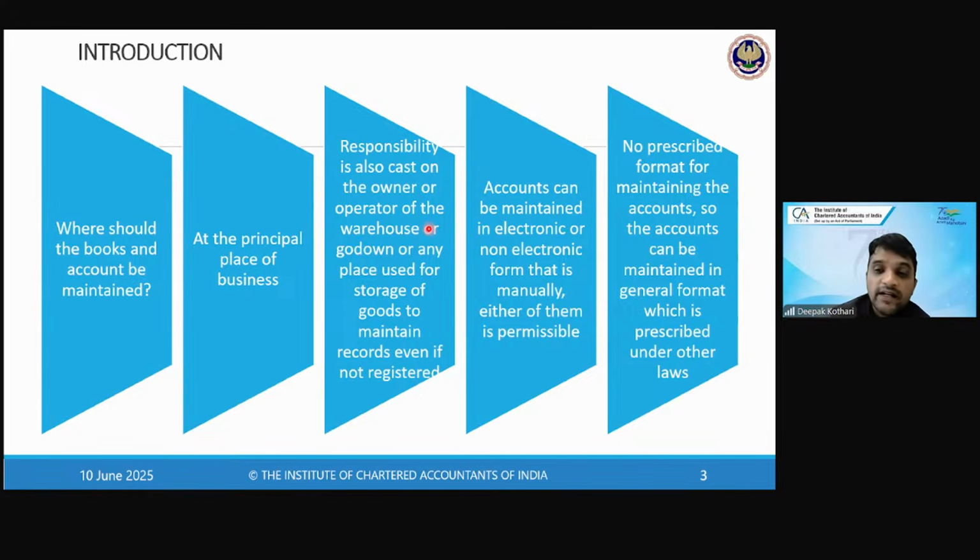There's no prescribed format for maintaining the accounts. The accounts can be maintained in a general format, following the generally accepted accounting principles and the accounting standards that we follow, and that should be sufficient. There is no separate accounting methodology defined under this law. So the books of accounts relating to APOB are also kept in PPOB. Yes, whatever the books of the additional place of business are, they are also kept at the principal place of business.